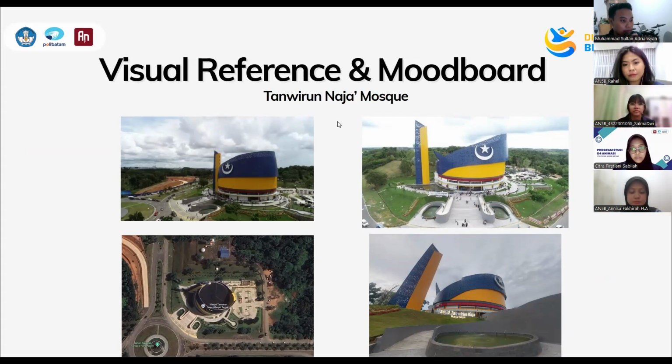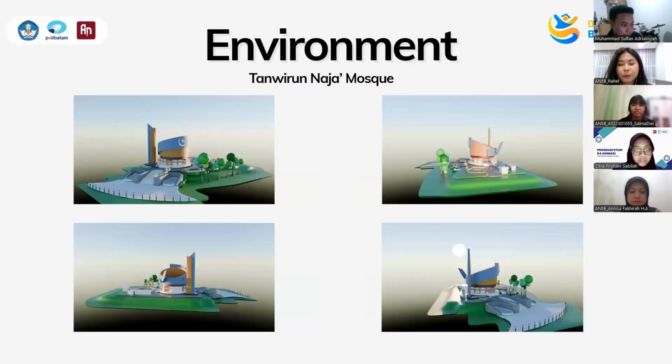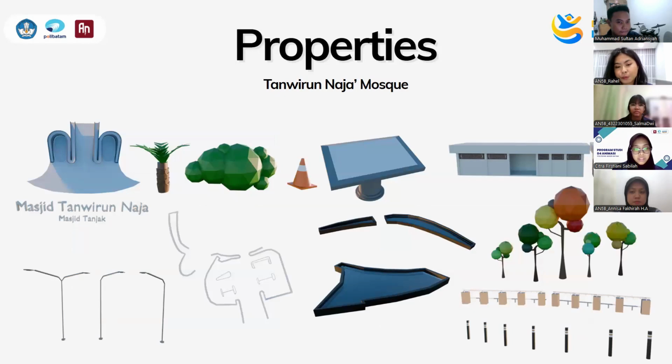On this slide, I'm going to explain the visual reference and mood board of Tanwirunaja Mosque. These are the pictures that I collected from the internet. And we also visited the place to look for details. Next slide. And these are the 3D implementation of the Tanwirunaja Mosque. Next slide. And these are the properties of the Tanwirunaja Mosque.